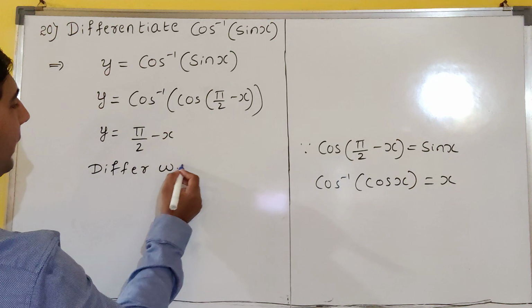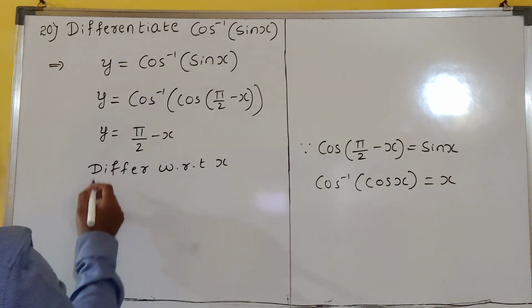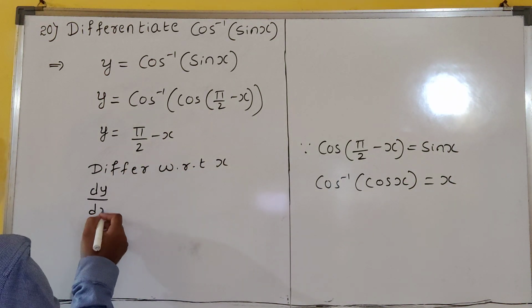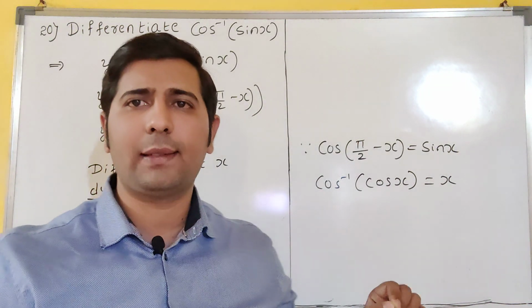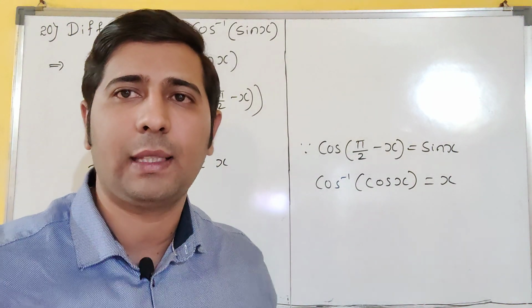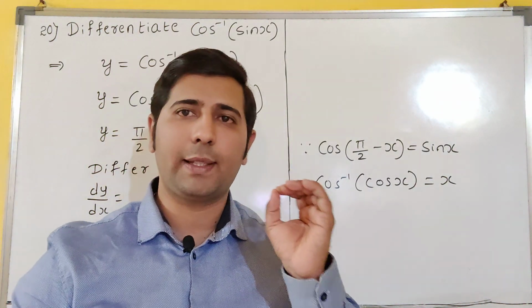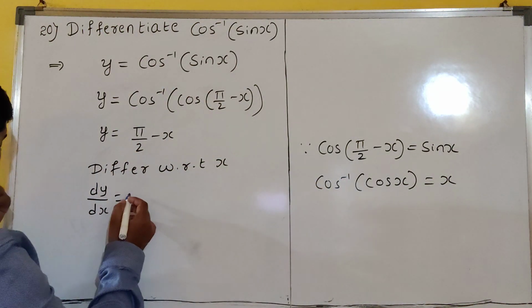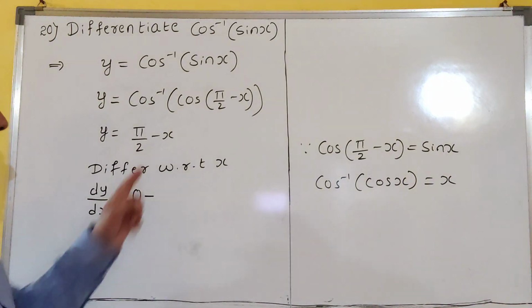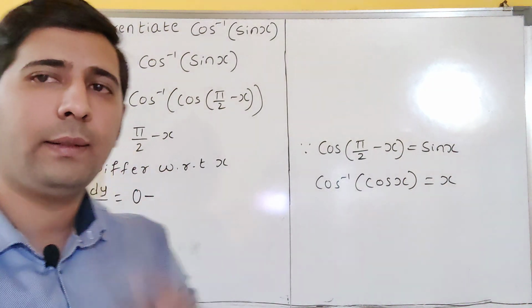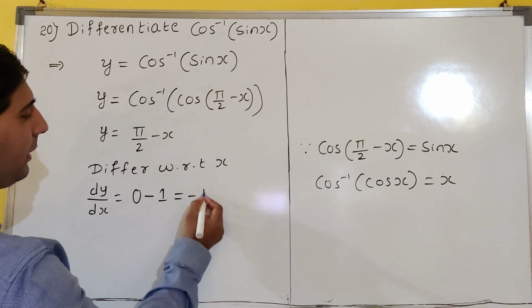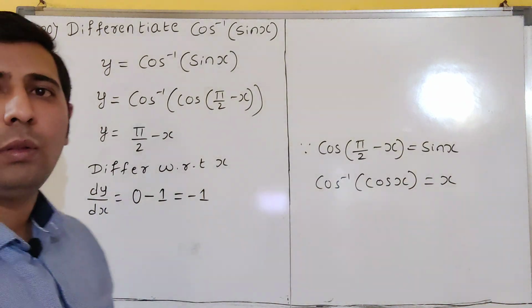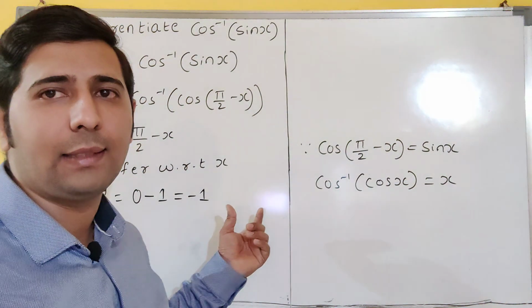Differentiate with respect to x. Y derivative is what? dy by dx. And 90 derivative. 90 means what? Pi by 2 means 90. 90 derivative is nothing but what? 0, dear students, which is a constant. We will get as an answer what? 0 minus derivative of x is 1. So you can write it as 1. 0 minus 1 is how much, dear students? Minus 1. So I hope you understood. This is our required answer.